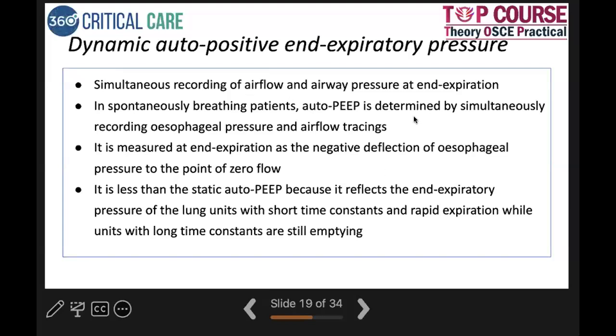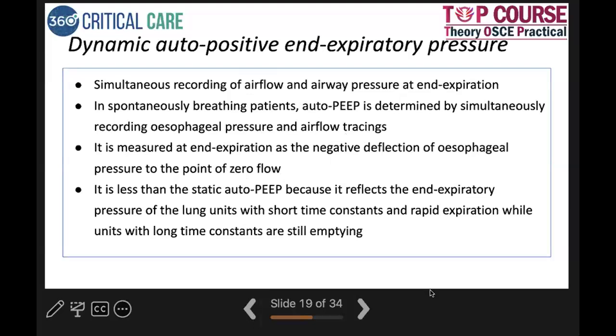So it is the simultaneous recording of the airflow and the airway pressure at the end expiration. In a spontaneously breathing patient, auto PEEP is determined by simultaneously recording the esophageal pressure and the airflow tracings. It is measured at the end expiration as the negative deflection of the esophageal pressure to the point of zero flow.